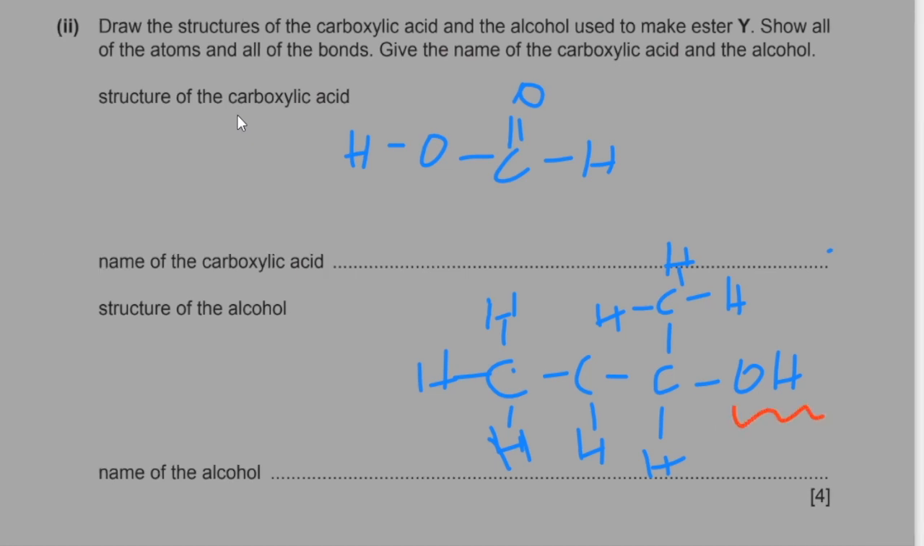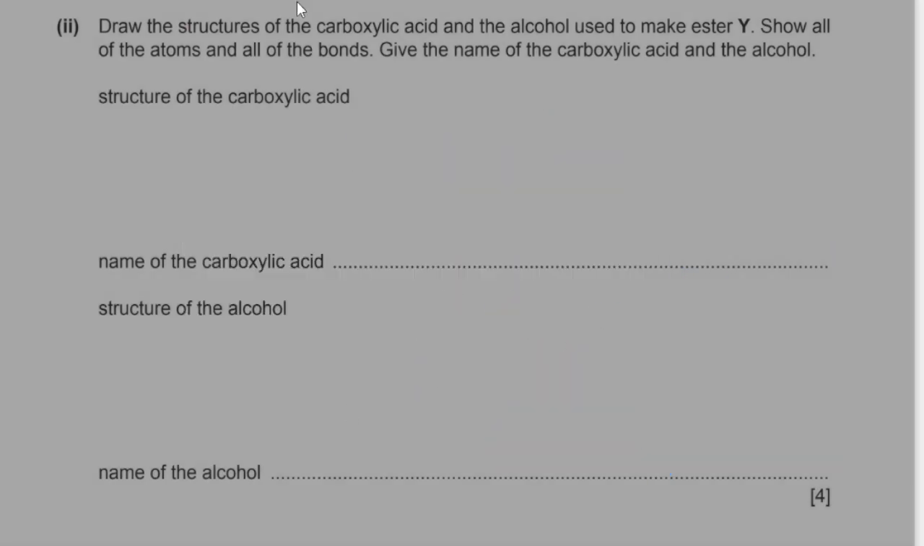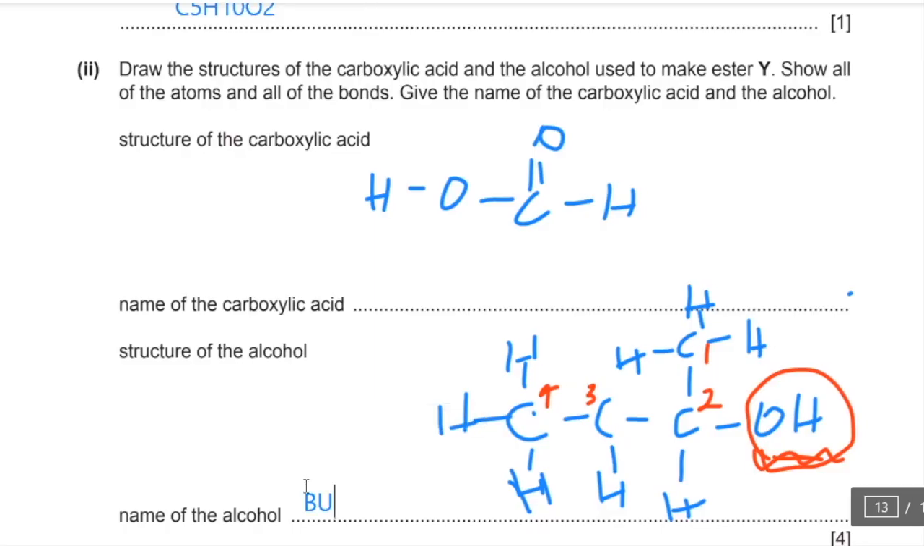This part of the alcohol reacts with the acid to form the ester, and this hydroxyl group gets removed. But in its alcohol form, this hydroxyl group is bonded to the second carbon position, since this is the first one, second one, third one, and the fourth one, and that is why you name this alcohol as butan-2-ol, representing the position of the hydroxyl group. And the acid is methanoic acid.